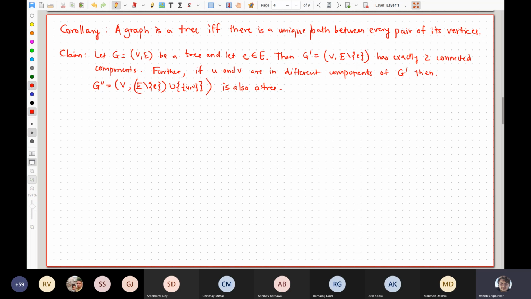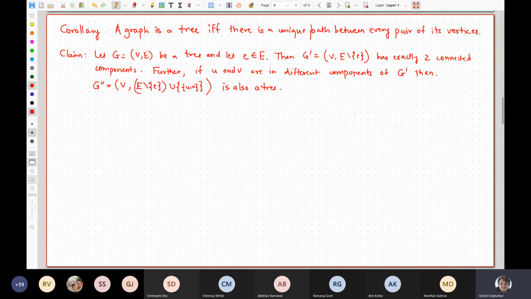Somebody was asking something. Sir, is a vertex with 0 degree counted as a connected component? Yes, it is. That single vertex by itself is a connected component. Yes, you're right.